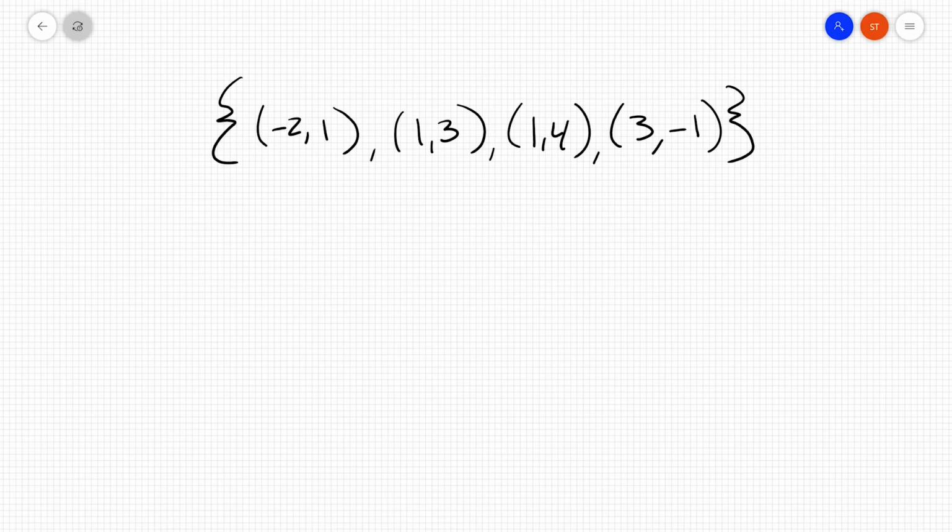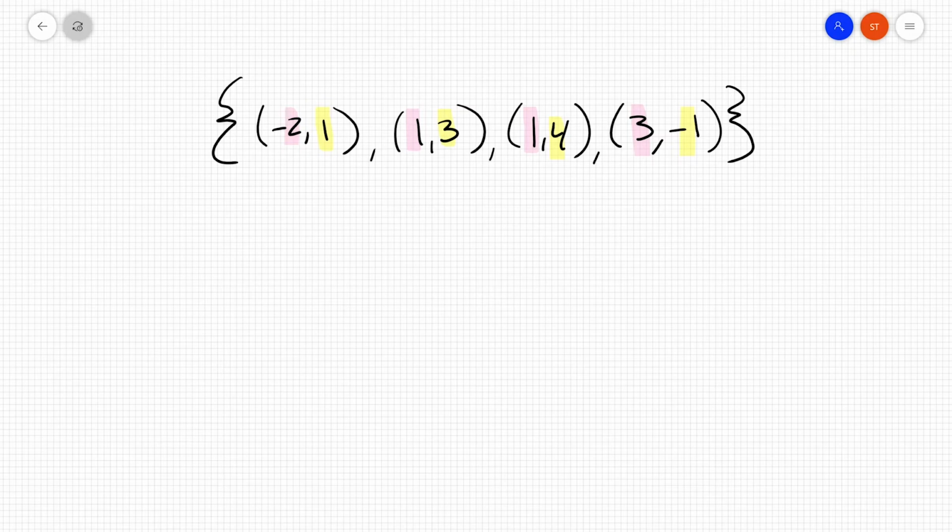So this is a relation. It's got a whole bunch of inputs. These first numbers are the input numbers, and the second numbers are the output numbers. So we've got a relation because we've got some sort of rule. I don't know what the rule is. I mean, I guess this is the rule: -2 always goes with 1, 1 always goes with 3. That's the rule. But does this relation fit the more stringent definition of, is this a function?